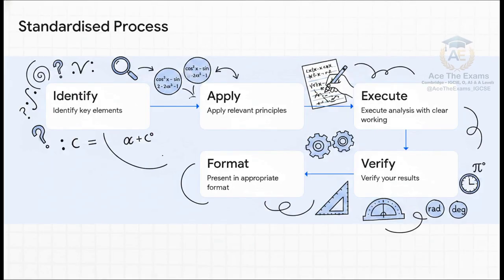So the big question is, how do we systematically lock in those method marks when the pressure is on? You need to implement this 5-step procedural framework. Step 1, identify the key elements. Are you looking at a mix of double and single angles? Step 2, apply relevant principles. Ask yourself, okay, which version of the cosine double angle formula is actually going to be useful here? Then step 3 is all about executing your analysis with crystal clear working. Step 4, verify those results.